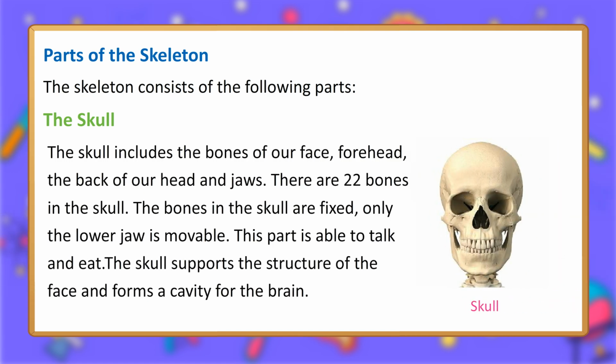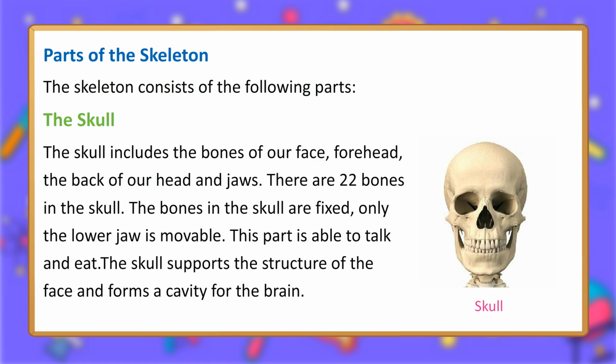The skull. The skull includes the bones of our face, forehead, the back of our head and jaws. There are 22 bones in the skull. The bones in the skull are fixed, only the lower jaw is movable. This part is able to talk and eat. The skull supports the structure of the face and forms a cavity for the brain.